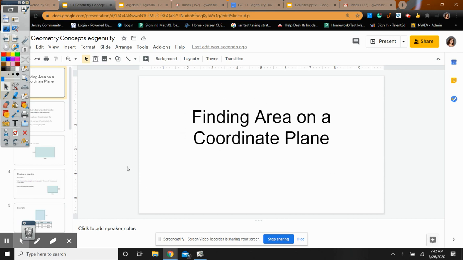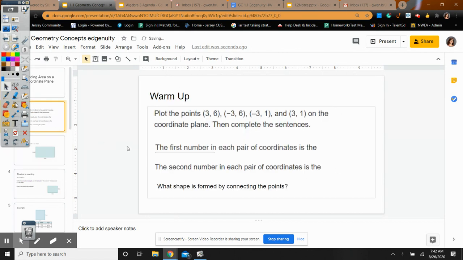Hi guys, this is your first set of video notes, and today we're going to talk about finding area on a coordinate plane. So I got a little warm up for you to start with here. You can pause the video and do this if you think you can do it, and then play it, or you can just go around with me right now. We're going to plot these points, and then we're going to complete these sentences.